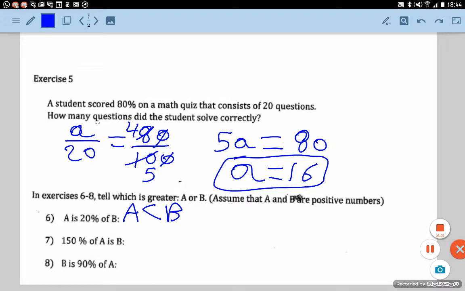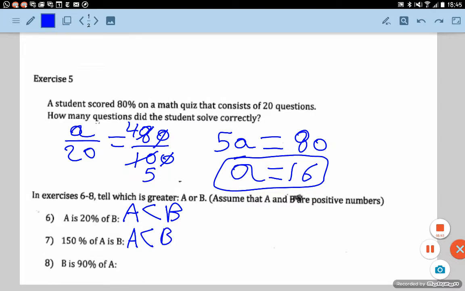Now the next question. 150% of A is B. So here we are going to write B over A equals 150 over 100. Here the same as the last one. B is bigger than A because here 150 is bigger than 100. So we are going to write here, A is less than B.